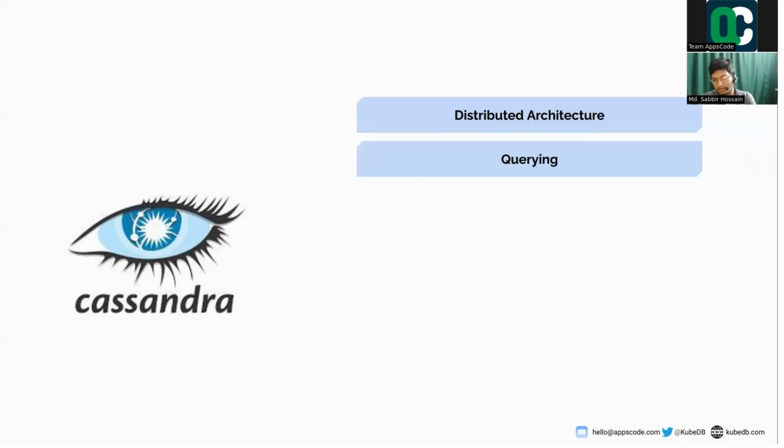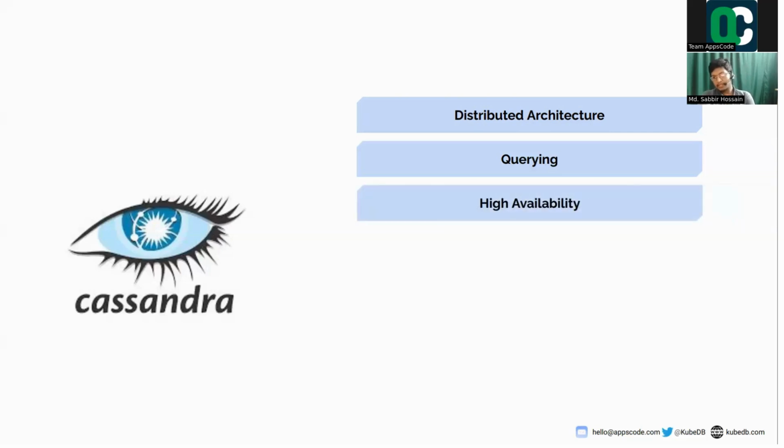Then its querying is very similar to SQL. Cassandra uses CQL, which means Cassandra Query Language. Queries are optimized for fast lookups using primary keys and clustering columns, with limited support for complex joins and aggregations.